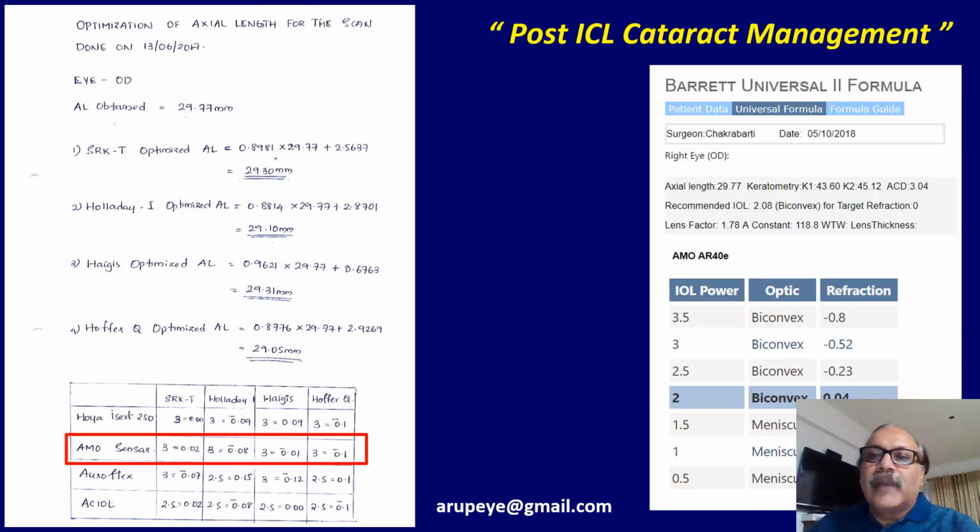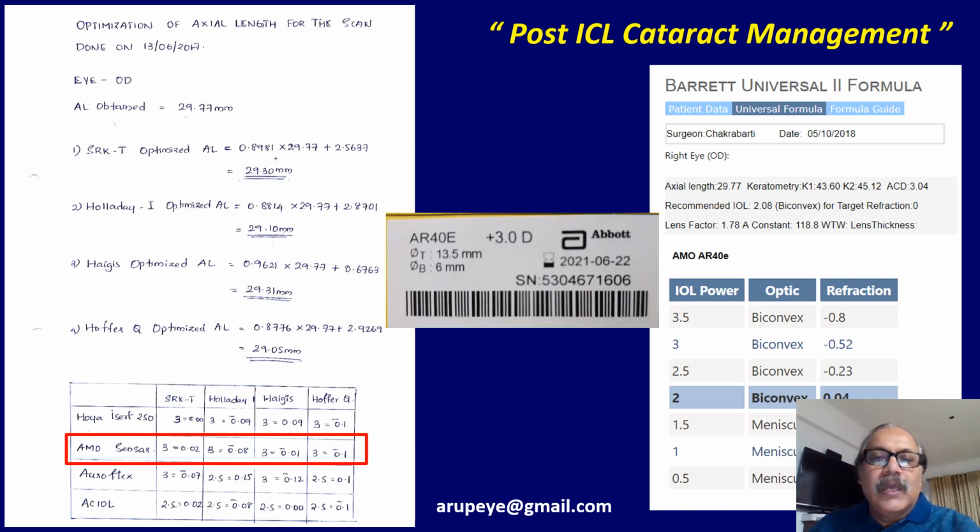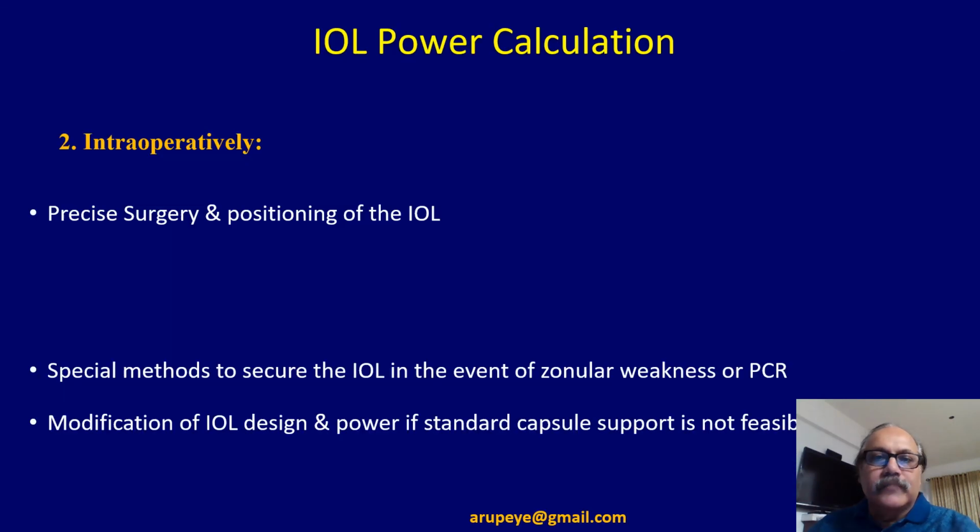I use Barrett Universal 2 for all my patients, and in this particular case, Barrett Universal 2 suggested a Sensor lens of 2 diopter. So I went by the majority decision and implanted a +3 diopter Sensor lens, and post-op results were very good, and I was happy that I followed the majority's opinion. So basically, it is always nice to use multiple formulas, two different types of formulas, before you finalize the intraocular lens power for a given patient.